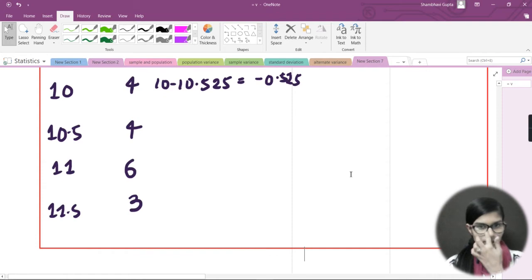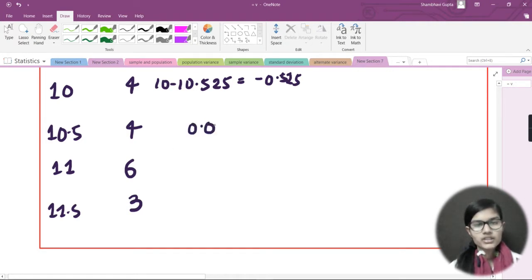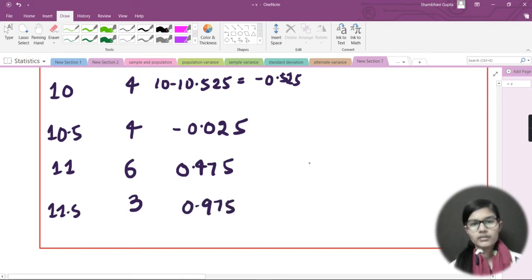Now I would not write the minus like that, I would just write the subtraction of both of these. So here 10.5 minus 10.525 will result in 0.025, which would be negative because this is still greater. So that would be minus 0.025. Now what would I be getting? 11 minus 10.525, and here I would be getting 0.475. And in the last, 11.5 minus 10.525, I would be getting 0.975, right?